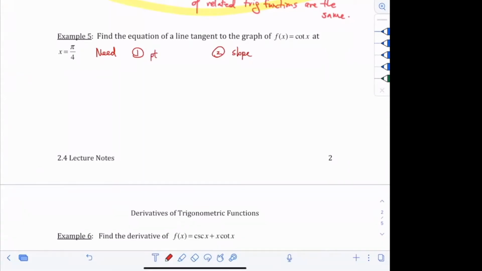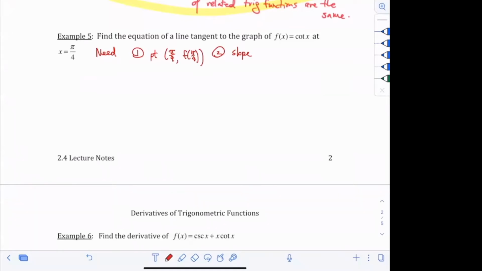And I can see that they give me this x equal to pi over 4. So I know that the x coordinate should be pi over 4. But how do I find out what the y coordinate's going to be? Can anyone remind me? Plug it into f? Yeah, I agree completely. So this is f of pi over 4.